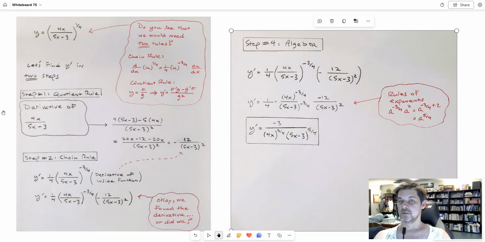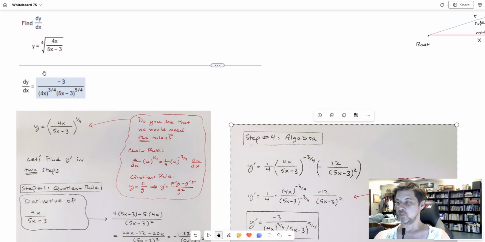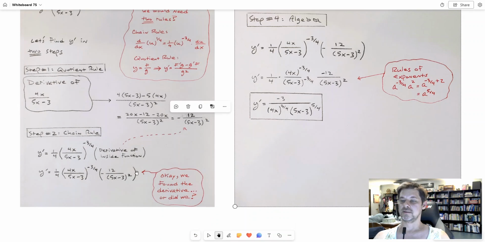Okay, so the question was, can you find y prime or dy dx? Either way you say it, can you find the derivative? And I'd say, okay, we found the derivative.